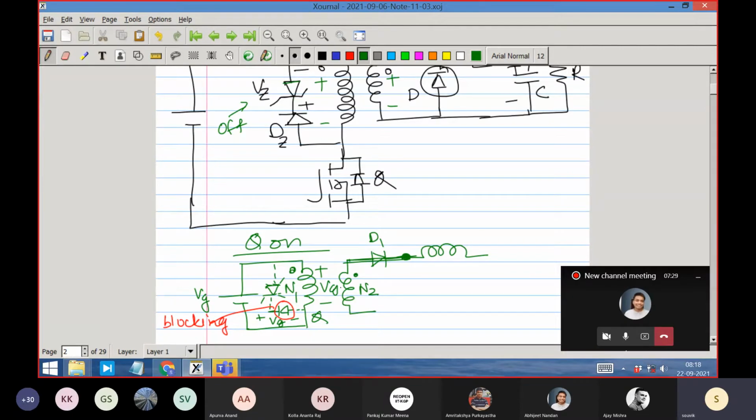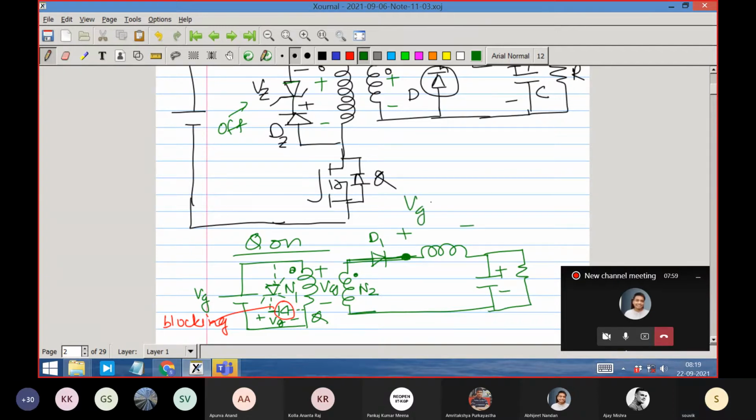Then I don't want the VG voltage to come and interfere with the inductor's volt-second balance, because the buck converter's volt-second balance happens in the off state only by the output voltage V0. VG has no role in it. If you remember the buck converter off state equation, there is no role of this. So this is plus minus, this is R, and voltage across it is now VG into.